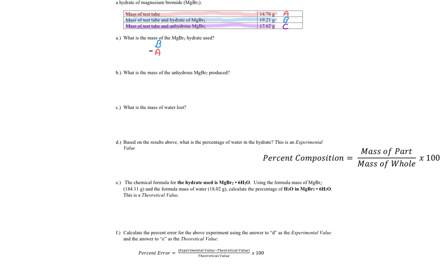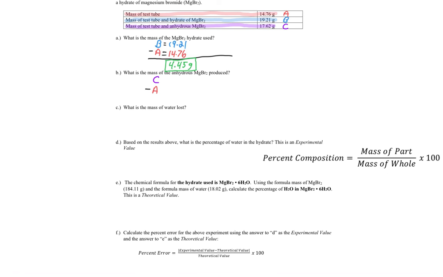All right, so the amount of hydrate I used is just that mass B minus mass A. I'm just subtracting out the mass of the test tube. So 19.21 minus 14.76. This gives me 4.45 grams. That's how much hydrate I used. All right, we did a lab with a blue crystal and got rid of the blue.